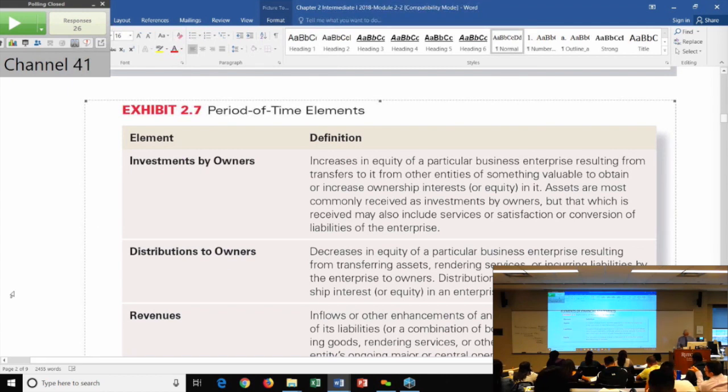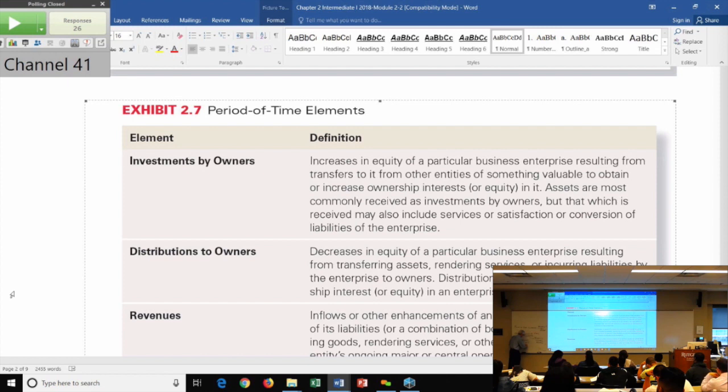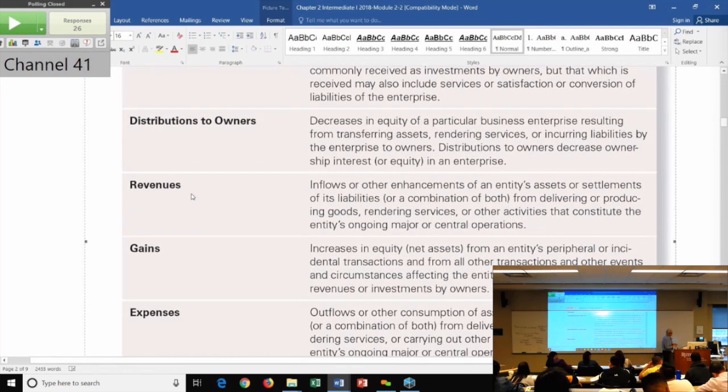Now, the period of time elements are primarily income statement, but there are going to be some balance sheet elements here because it's really the change in the balance sheet. So let me just qualify that a little bit. Primarily income statement related and includes balance sheet changes. So, investments by owners, buying capital stock, distributions to owners, dividends. We know revenues. We've already mentioned gains.